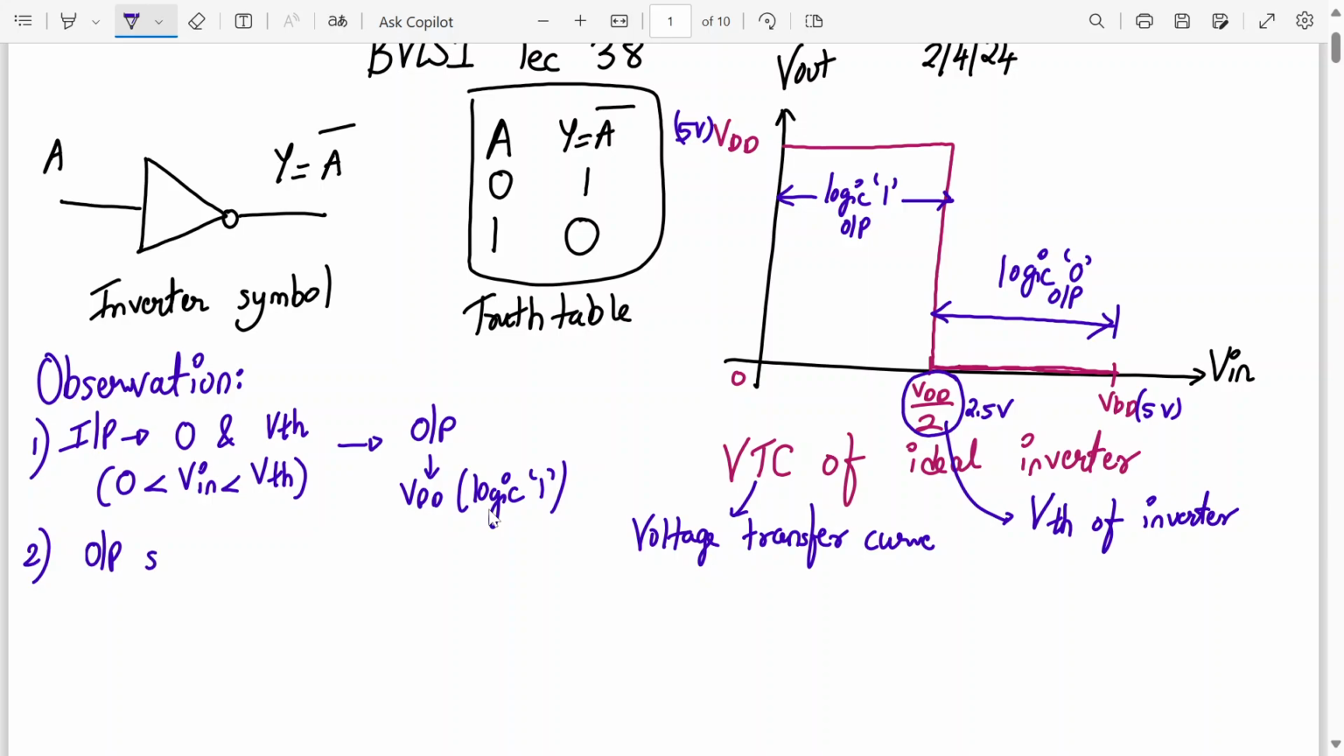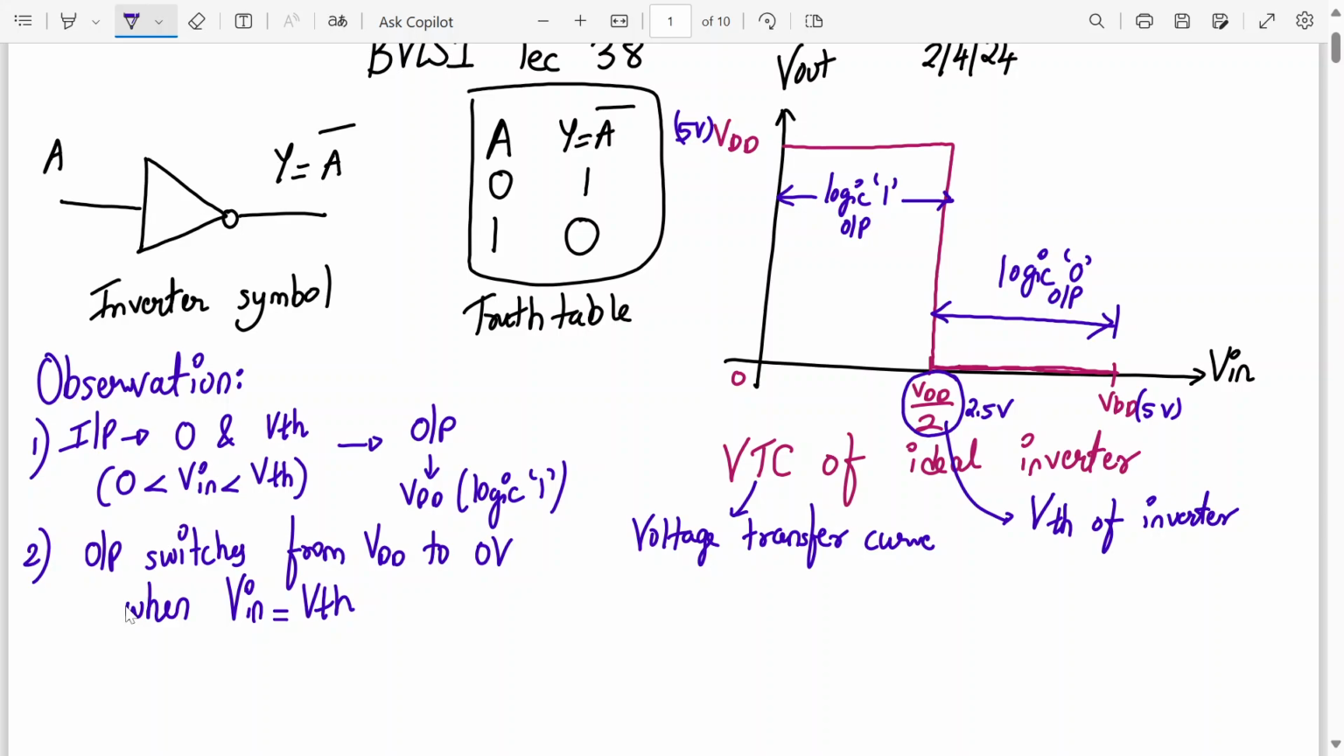Output switches from VDD to 0. When does it switch from VDD to 0? When we can say Vin is equal to VTH. Yes or no? Whenever Vin is equal to 2.5, output switches from VDD to 0 drastically. Ideally, that is true. So automatically when the input reaches 2.5 volt, your output will switch from VDD to 0 instantly. This is what should happen.